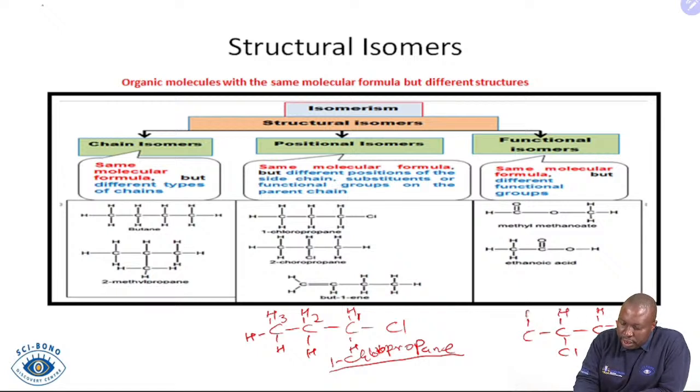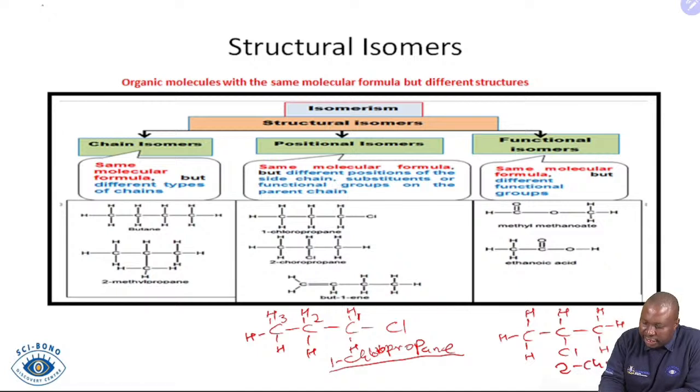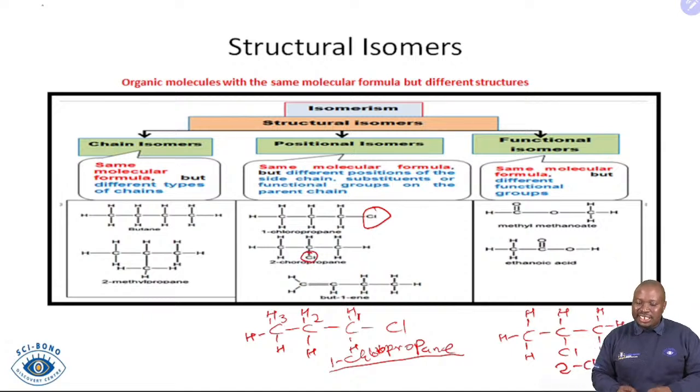The name will be 2-chloropropane. So you see now, these are referred to as positional isomers because what differs is the position of the chlorine, which is our substituent there. You can see the substituent is in carbon number 1, and the substituent in carbon number 2. So you know, what is changing is the position.